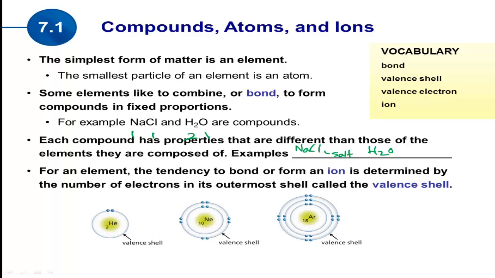So take, for example, these 3 Bohr diagrams. Helium, atomic number 2, 2 electrons in its first shell. That's all you can get in that valence shell.